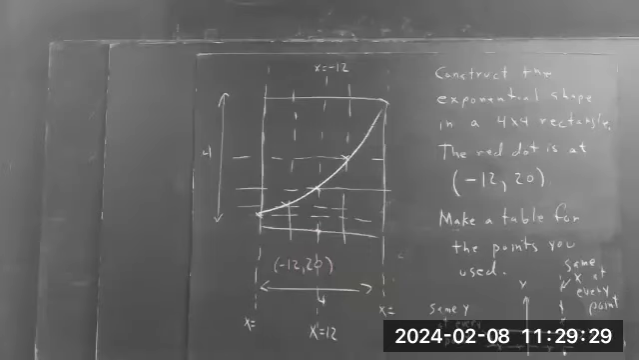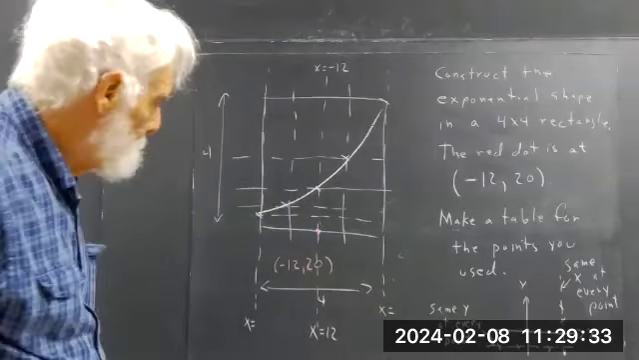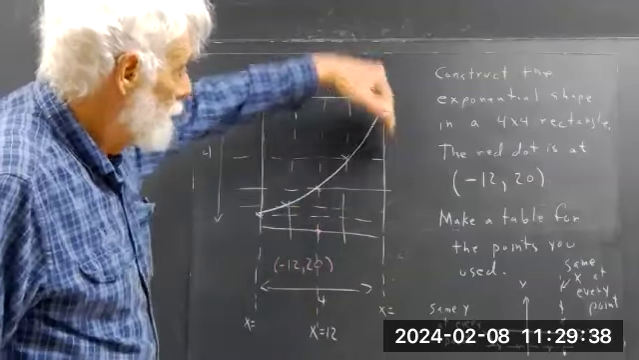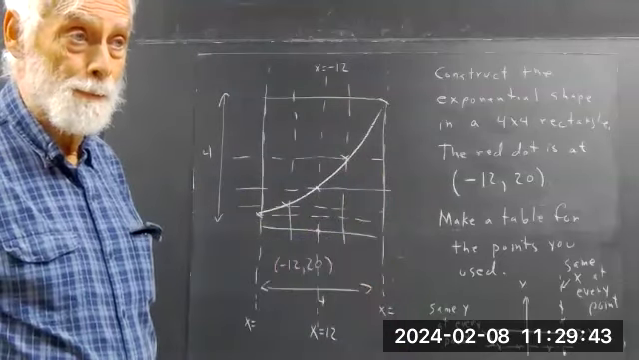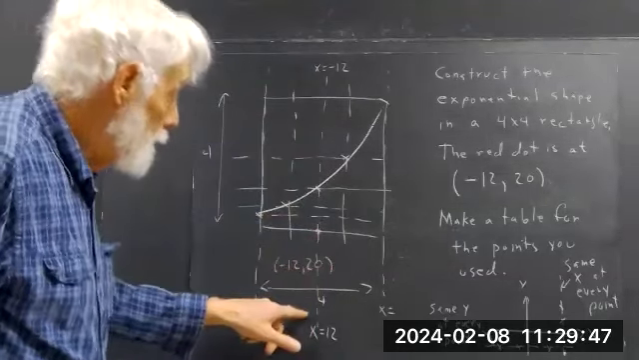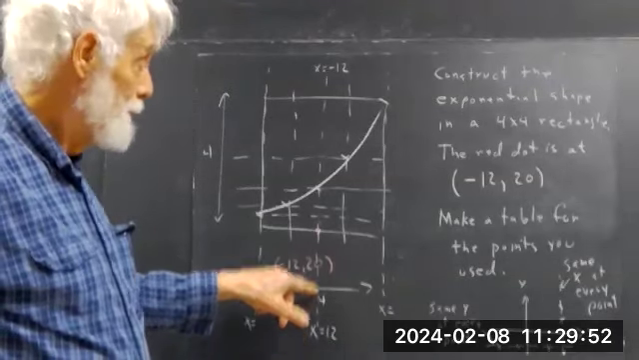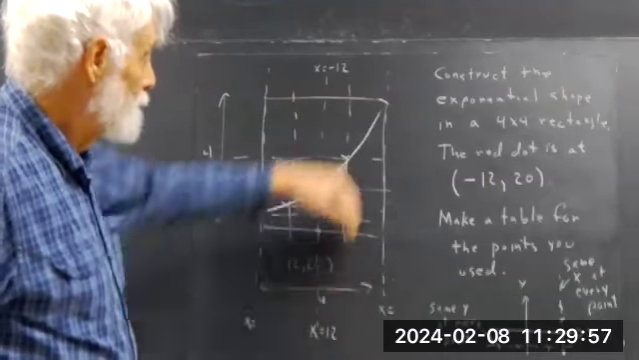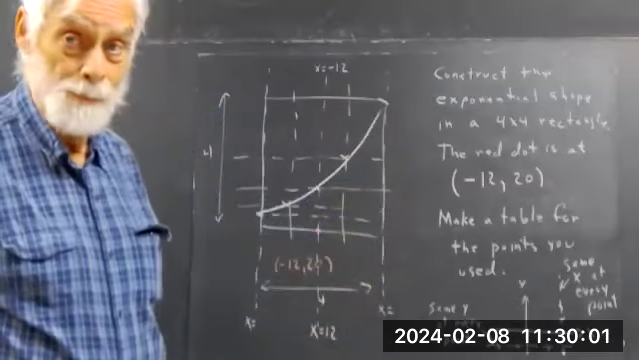Okay. Now this line is X equals 12. How far is it from this line to this line? Show me with your fingers. This line is in the middle of a 4x4 rectangle. Okay. This line is half the width of this rectangle to the right of this line.